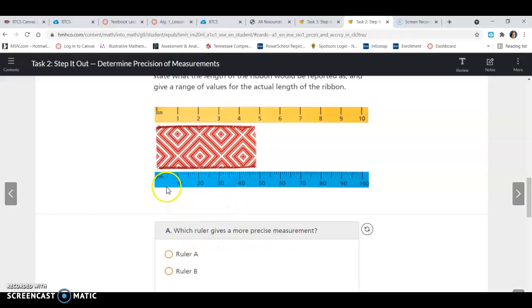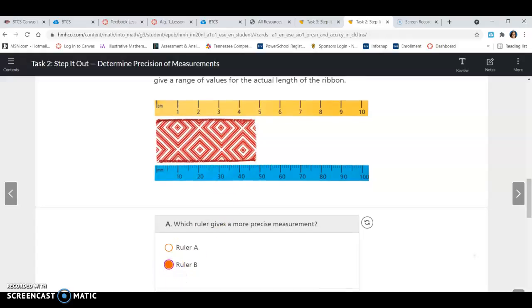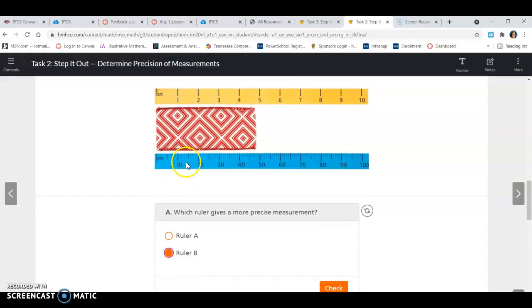So it says which ruler gives the more precise measurement. Well, if you look here, it goes by millimeters. So you can say this is 4.5, 6, 7, looks like about 4.8. So I would say ruler B has the more precise measurement because it has more units divided up. Millimeters are smaller units than centimeters. All right.